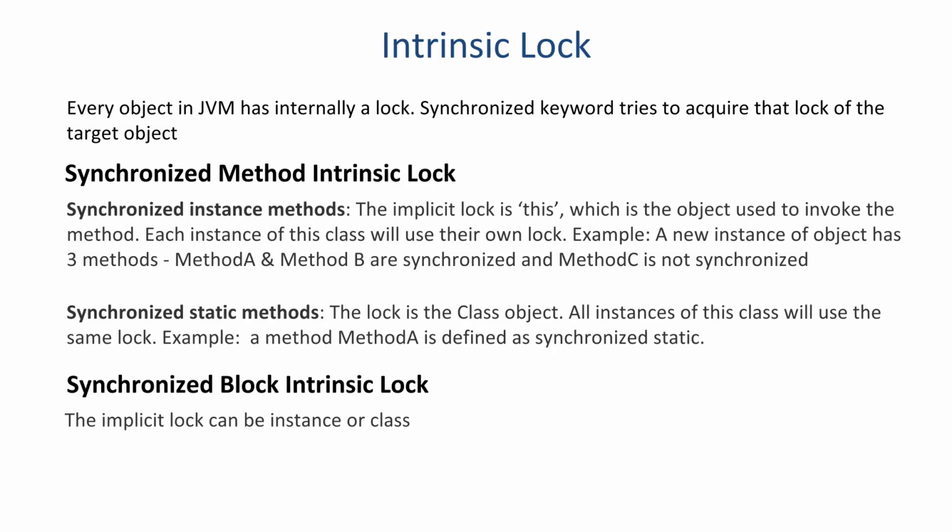Synchronized block intrinsic lock. In this case, the implicit lock can be an instance or a class. So inside the synchronized block, you define which object you want to have this lock on. Or you can use an interface lock inside the synchronized block.